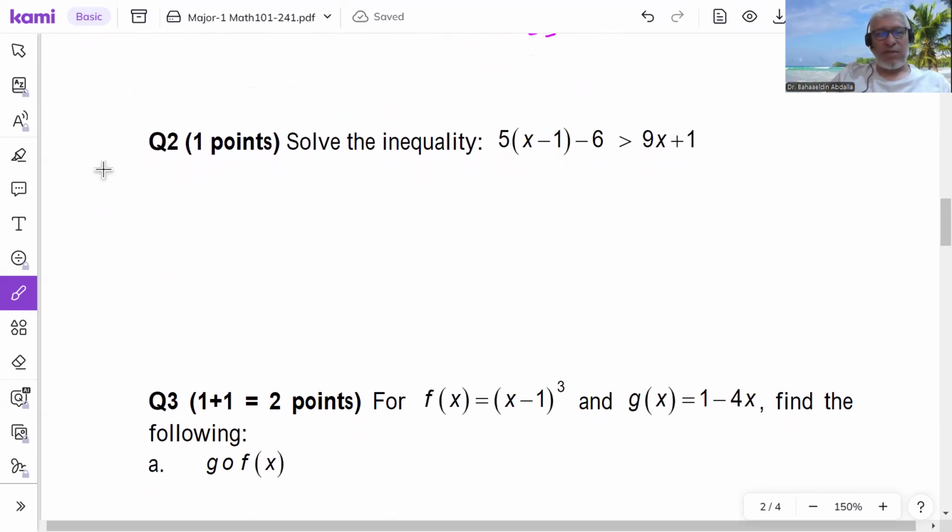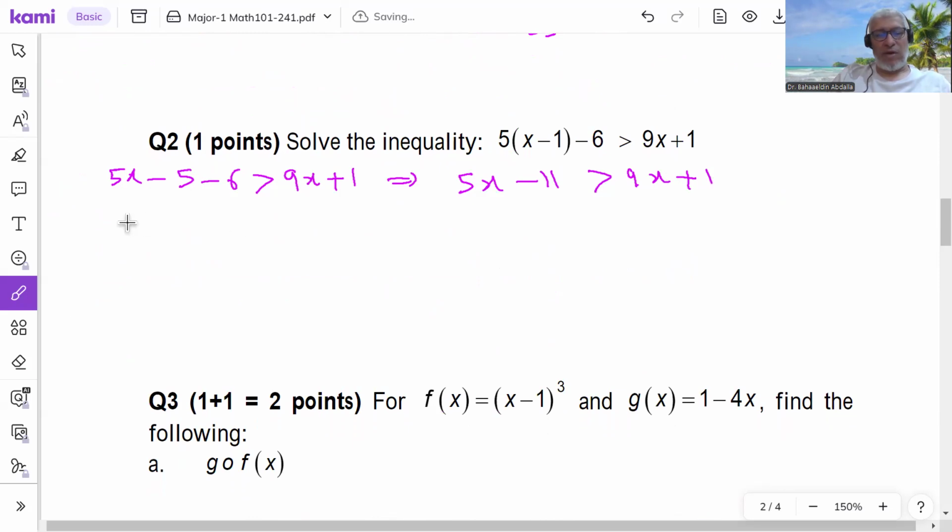Solve the inequality. This is a linear inequality, so just expand. 5x minus 5 minus 6 is greater than 9x plus 1. Well, minus 5 minus 6, this is negative 11. So 5x minus 11 is greater than 9x plus 1.